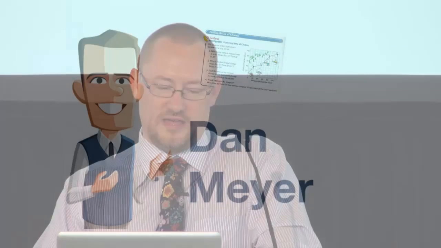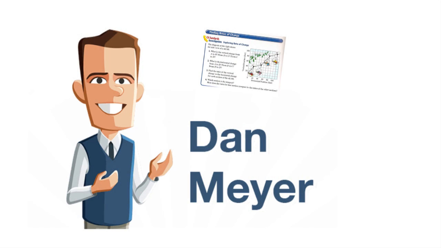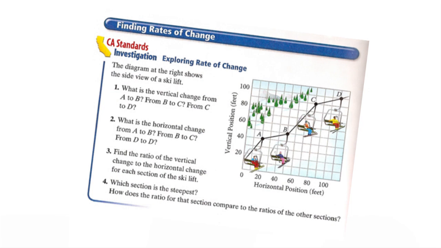Dan Meyer is a maths educator from the States, and in this short clip taken from a longer TED talk, he's talking about a maths question. There's a picture with a ski lift and the questions are: what's the vertical change from A to B, from B to C, from C to D? What's the horizontal change from A to B, from B to C, and so on? Find the ratio of the vertical change. Which section is the steepest?